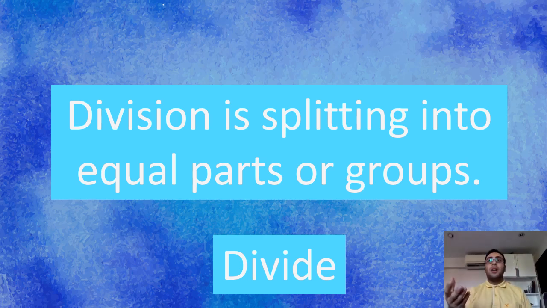Let's say I have 10 apples, okay? Now, if I want to divide them into equal groups, I can make 2, 2, 2, 2, 2. Or I can say 5, 5. You see, these are equal groups. I can also say 3, 3, 3, 1, but they're not equal groups. Or I can say 5, 2, 1, 1. Not equal groups. Division is about equal groups.